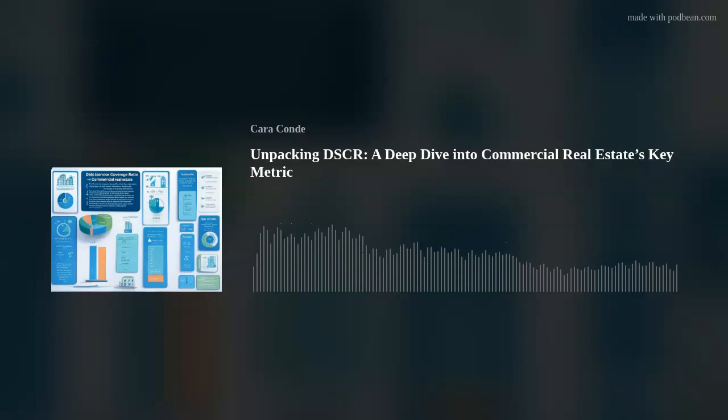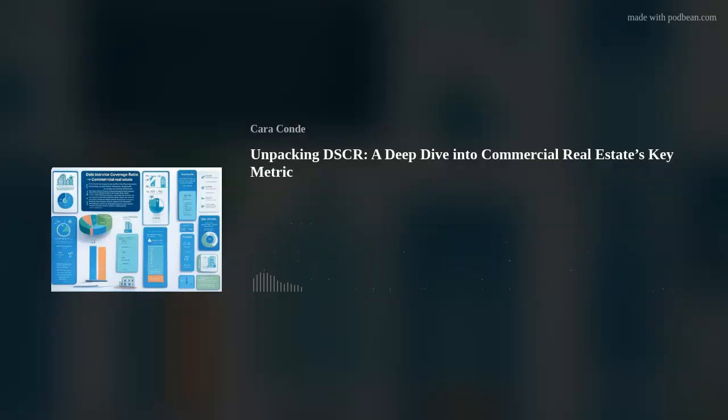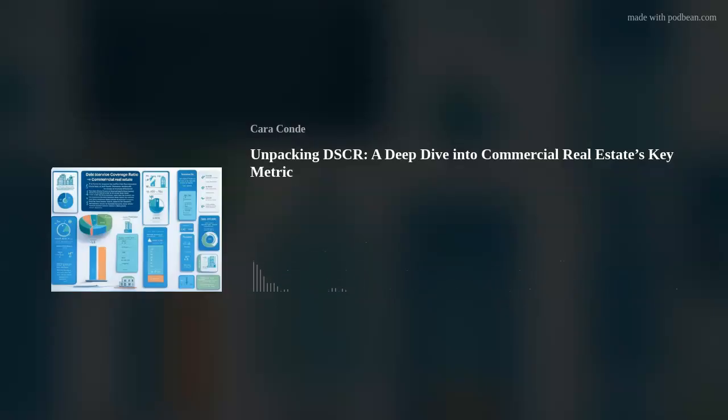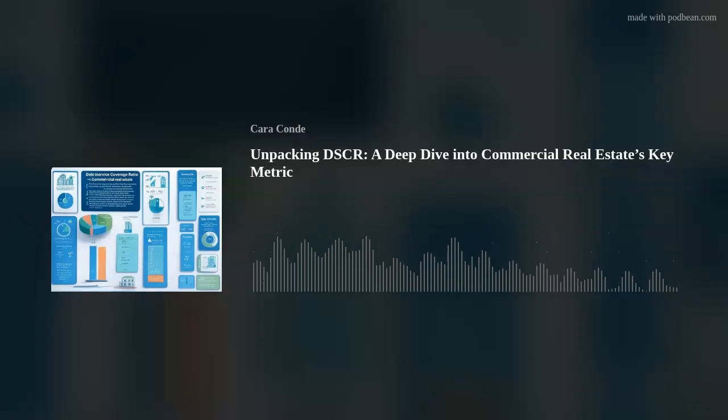136,800 plus 31,800, which equals $168,600. Exactly. So now we have both our key numbers. The NOI for the property is $240,500, and the total debt service is $168,600. Okay. So to calculate the DSCR, we divide 240,500 by 168,600, and that gives us a DSCR of 1.43.